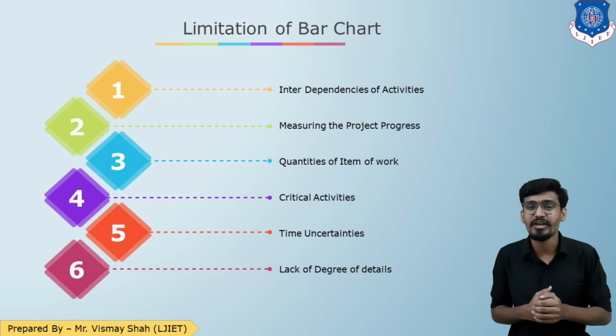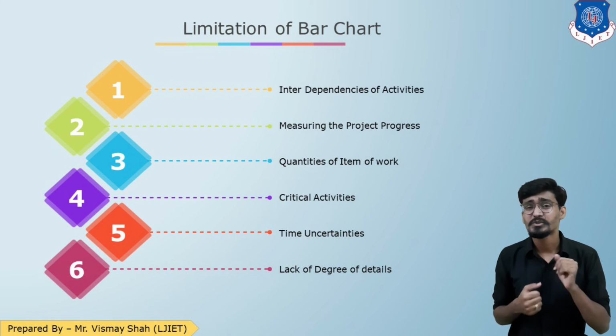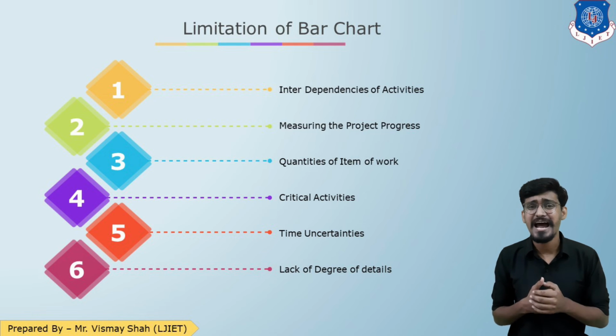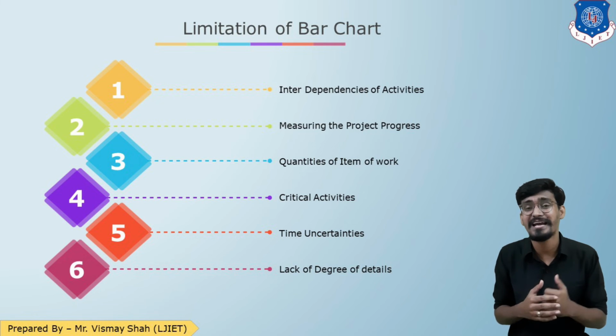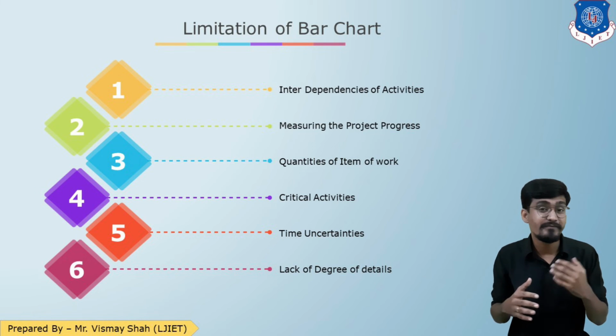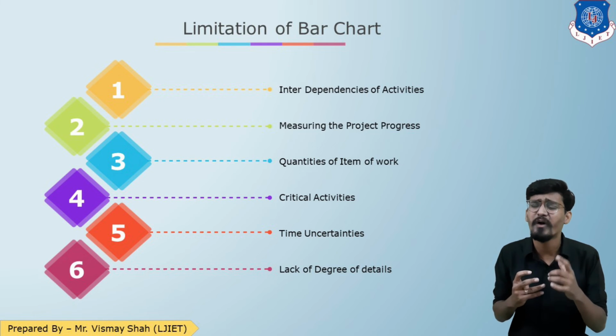The last limitation is lack of degree of detail. Yes, students, when you are preparing the bar chart for, for example, a G plus 14 building, there will be 500 to 1000 activities. Now, as we have already told you, the bar chart is only used for small projects.